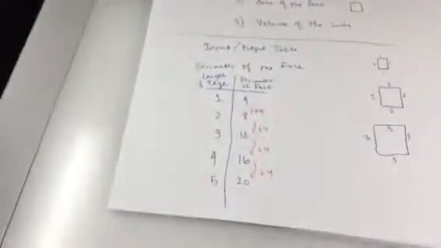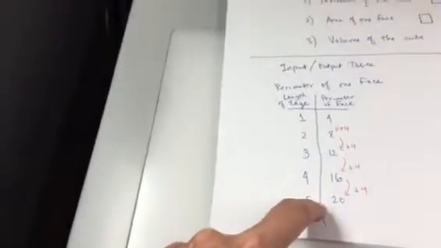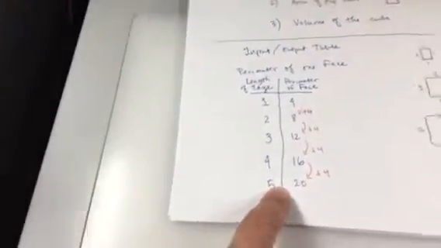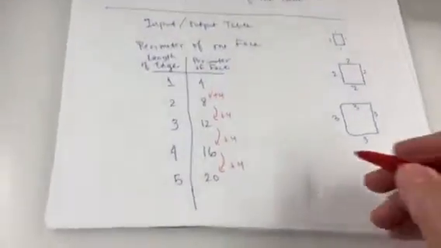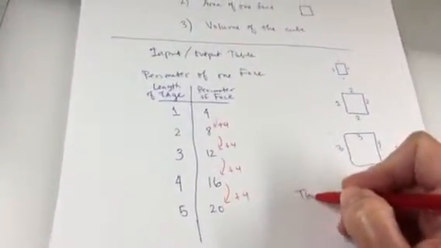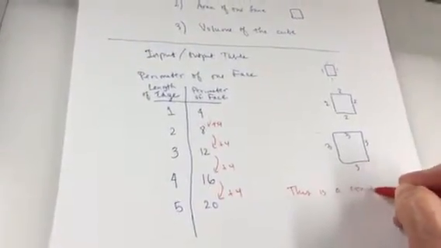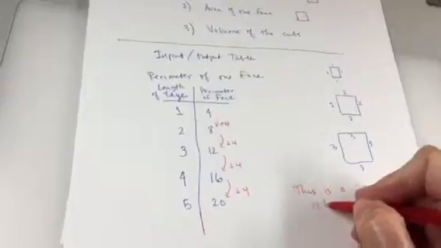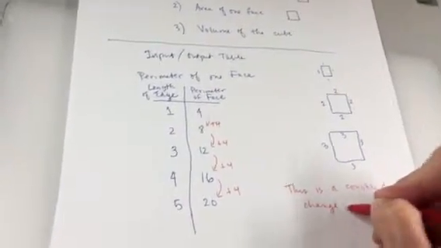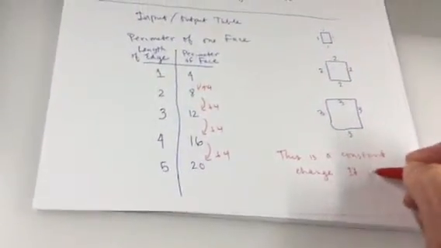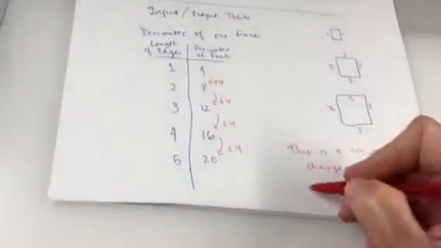We've seen this already this semester. Back in the beginning of the semester, this was an arithmetic sequence. It still is an arithmetic sequence. What kind of change is this? Constant or varying? Constant. This is a constant change. And in fact, we could say that it's linear change.